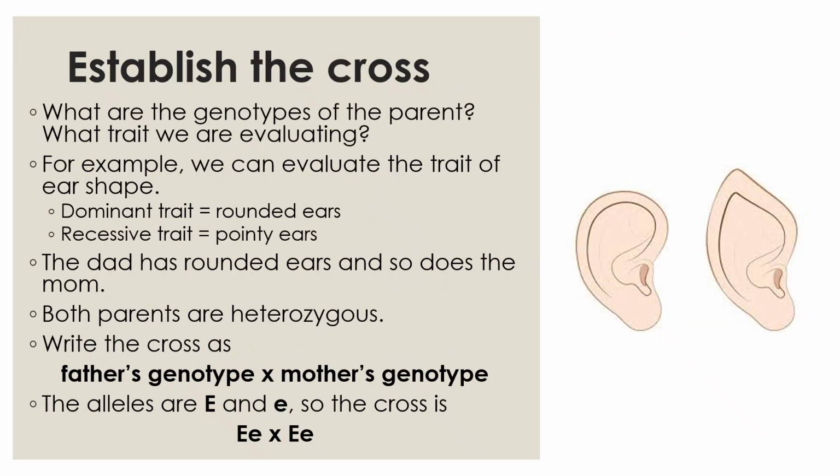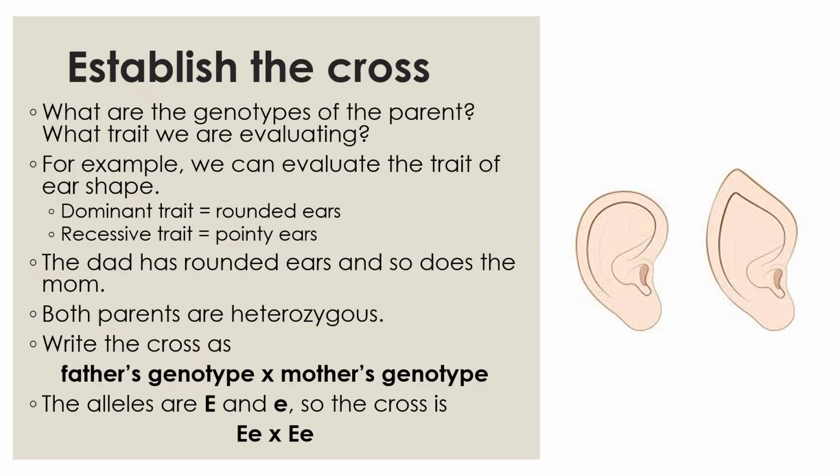Before we do anything else, we must establish the cross. We need to know what the genotypes of the parents are, and we need to know what trait we are evaluating. For example, we can evaluate the trait of ear shape. And in our fictional example here, the dominant trait is rounded ears, the recessive trait is pointy ears. The dad and the mom both have rounded ears, and they are heterozygous.